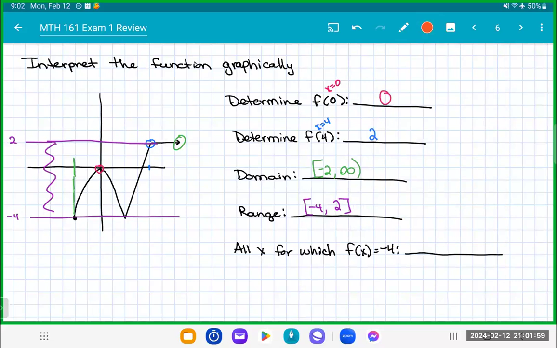For this last one, it says all x for which f of x equals -4. Really what you're saying is, what are the x values when y equals -4? So we go to -4, that's this point right here. What is this value and this value? Those x values are -2 and +2.